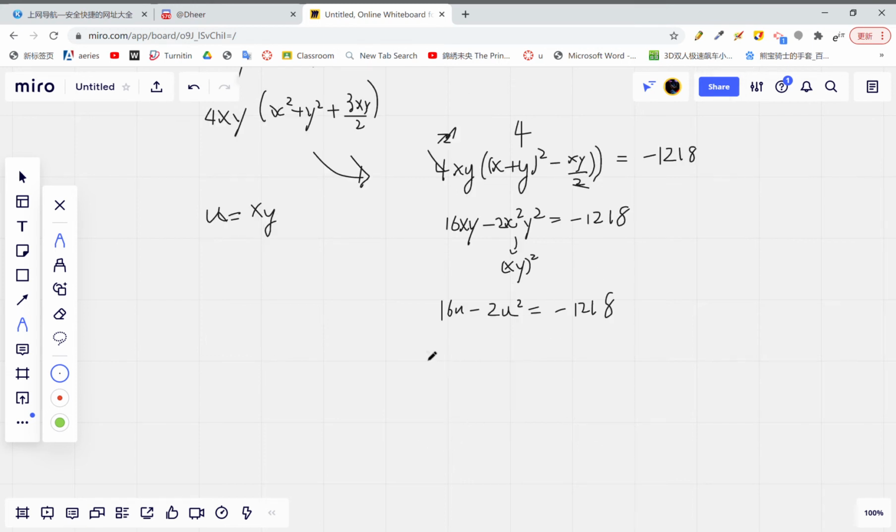So it's negative 2u squared minus 16u equal to negative 1218. Okay, we multiply both sides by negative 1, so we get 2u squared plus 16u equal to 1218.